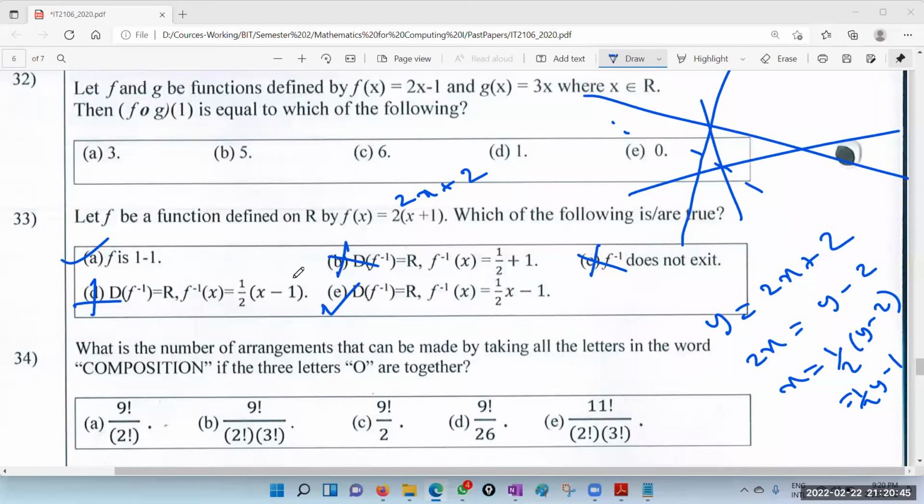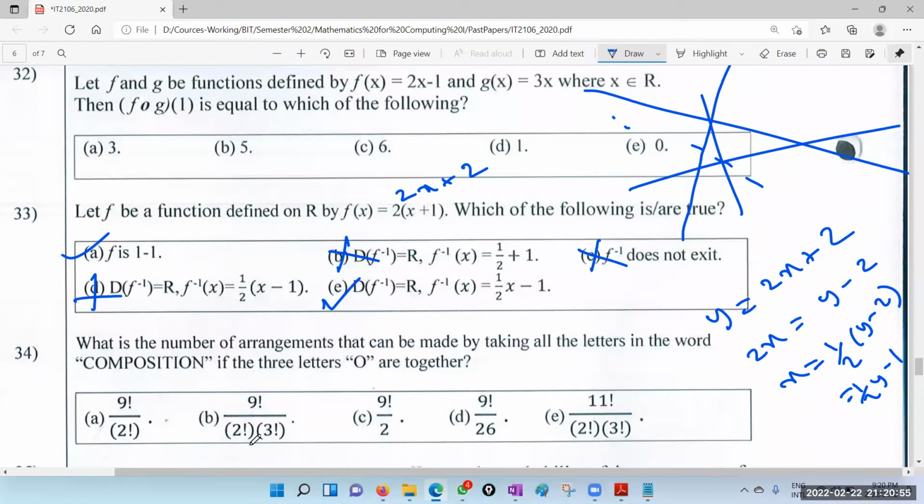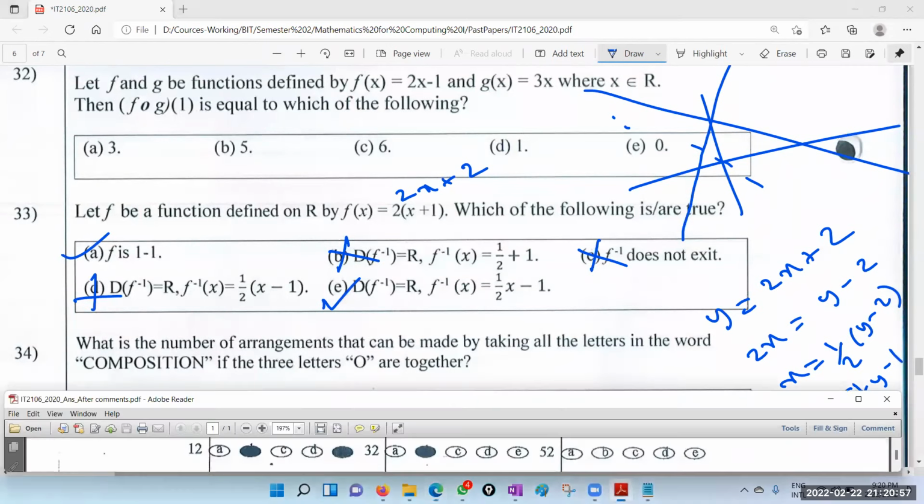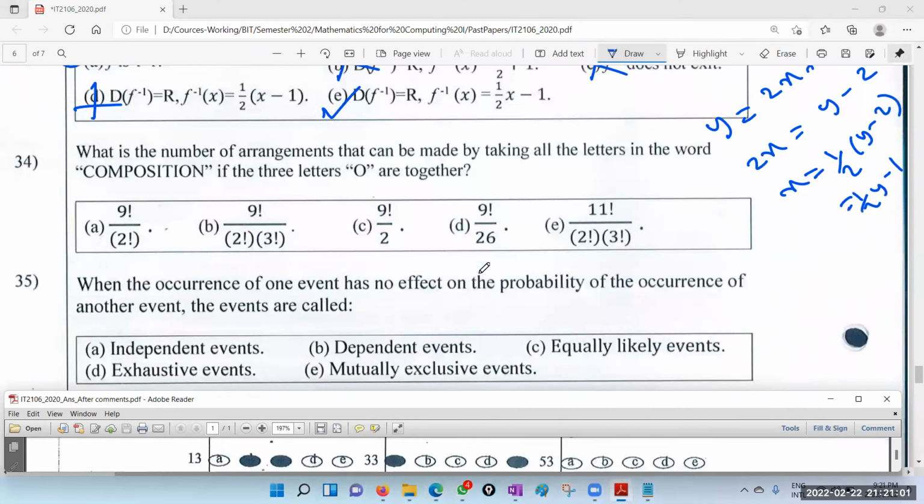Okay, I think you are referring to the logic question. Okay, so let's finish this. Right, 33, A and E. Okay, A and E. Yes, A and E. Okay, right.